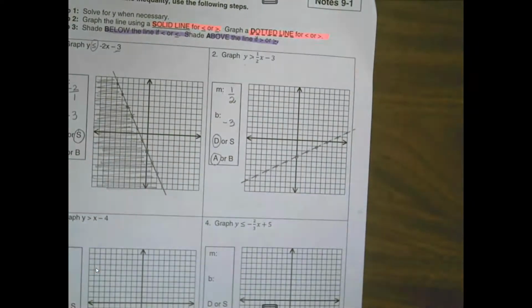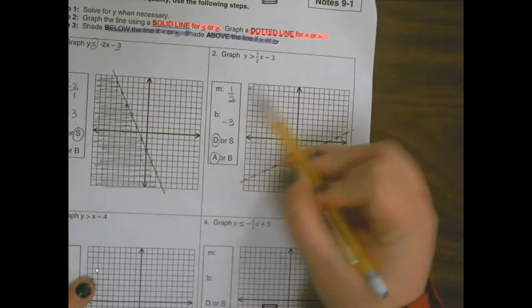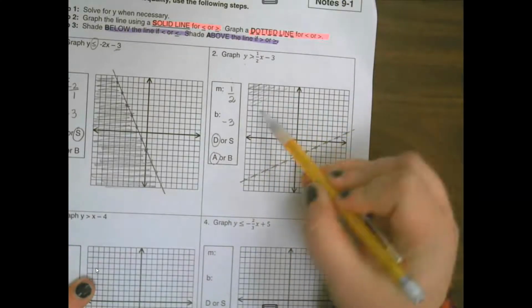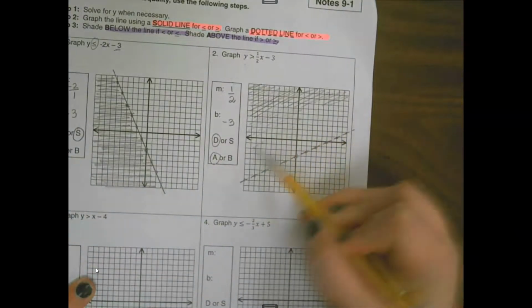There's my dotted line. Now, make it very clear. I don't want to have to guess if you have a dotted or a solid line, so be sure that it's very clear which one it is, okay? All right, and then we have that we're going to shade above. So we're going to shade above. And yes, this does kind of wear our pencils out.